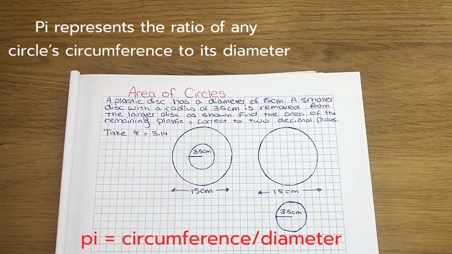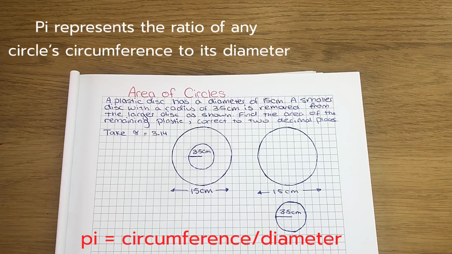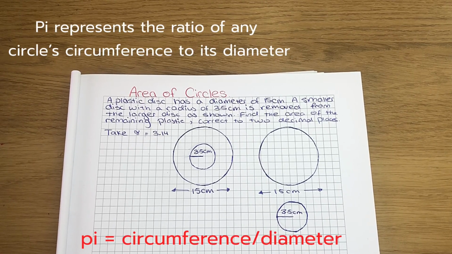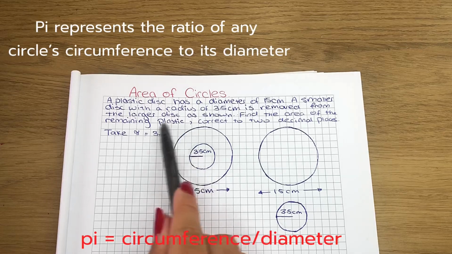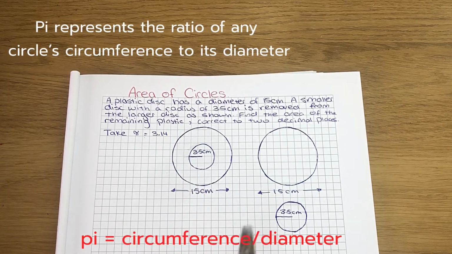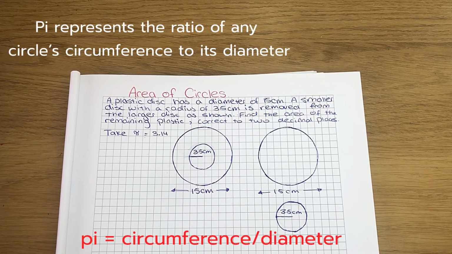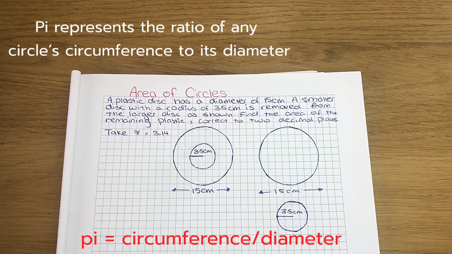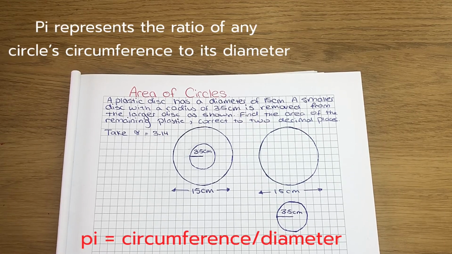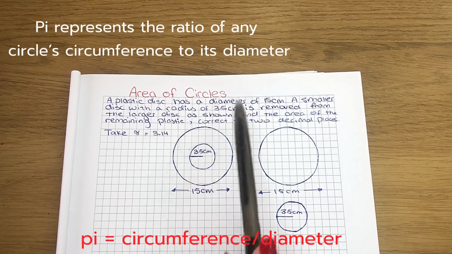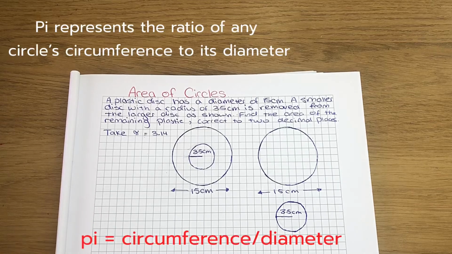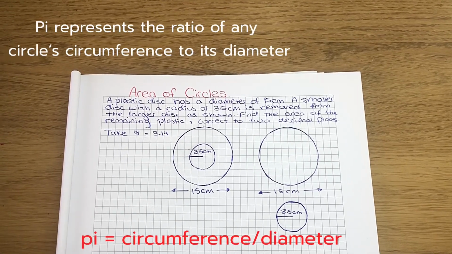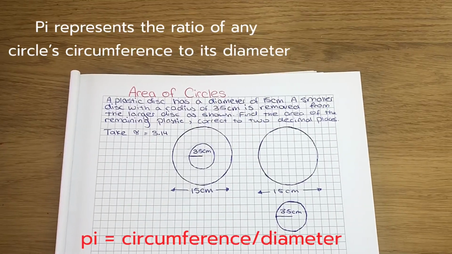We generally take pi as 3.14 or 22 over 7. In this case, it's 3.14. Now, if you are asked to leave your answer in terms of pi, then do not substitute for pi. Leave your answer with pi in it. Although in this case, they're asking us to correct our answer to 2 decimal places. So therefore, they're asking us to substitute pi in our answer.